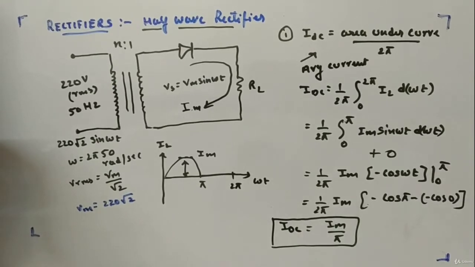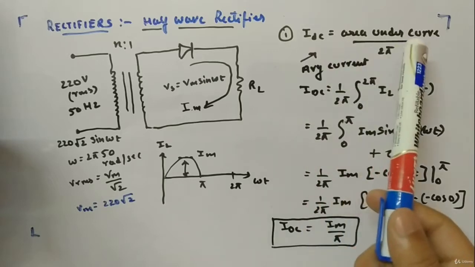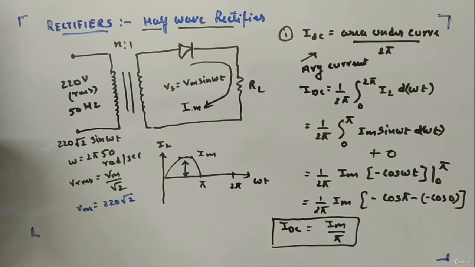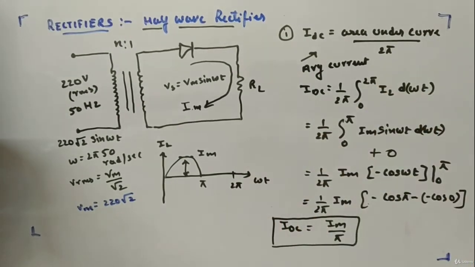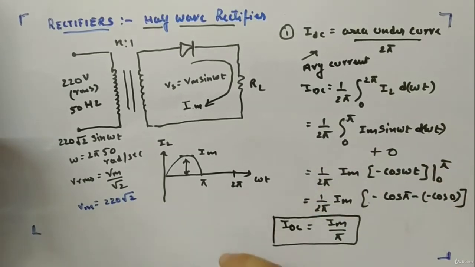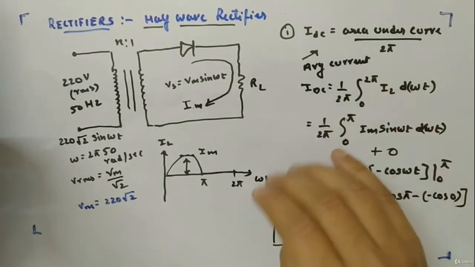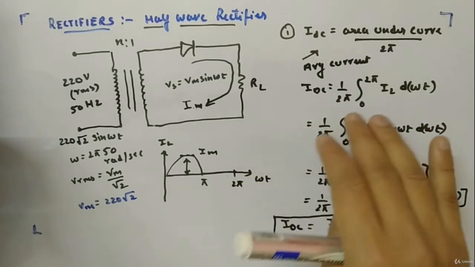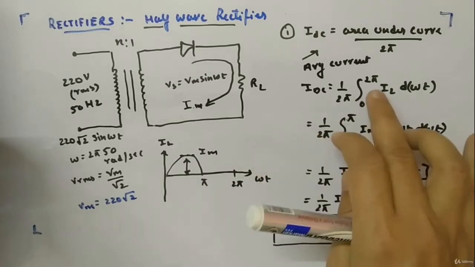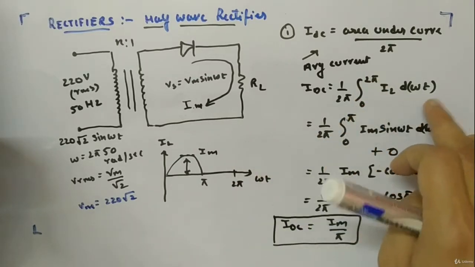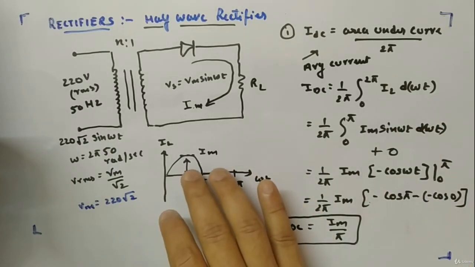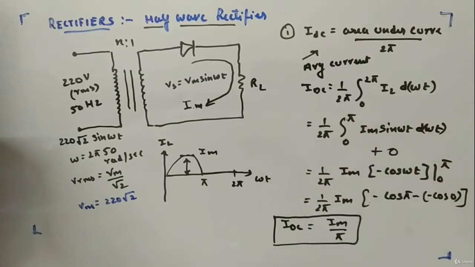Let's look at our first parameter. Area under the curve divided by 2 pi is the average current, which we represent by IDC. I am just calculating the average of this signal, so that will give me the average load current, or IDC. So IDC will be equal to 1 upon 2 pi, where 2 pi is the time period, integration from 0 to 2 pi of IL d omega t. IL is Im sin omega t for 0 to pi, and it is 0 for pi to 2 pi, that is why plus 0.